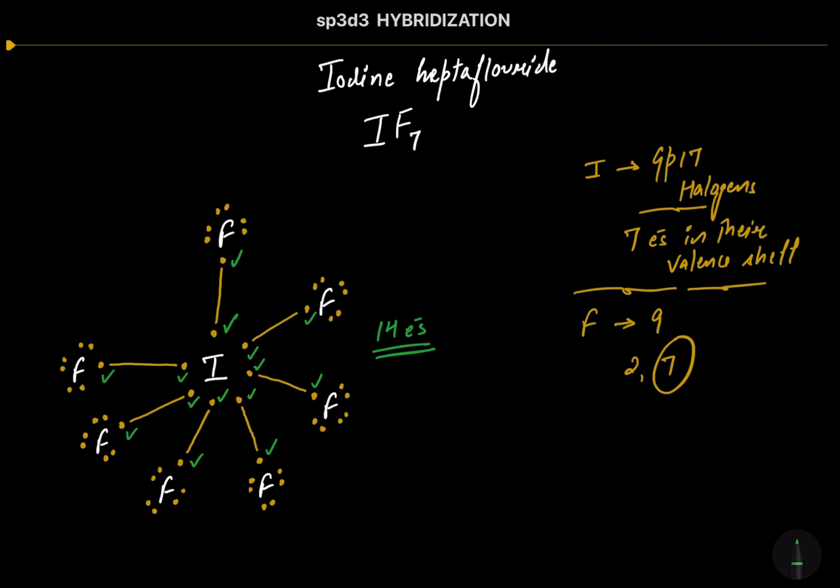Why is iodine capable of attaining 14 electrons, that is expanding its octet, to attain more than 8 electrons? Why so? Because iodine is available with vacant d orbitals in its valence shell. So let's discuss this in the hybridization.